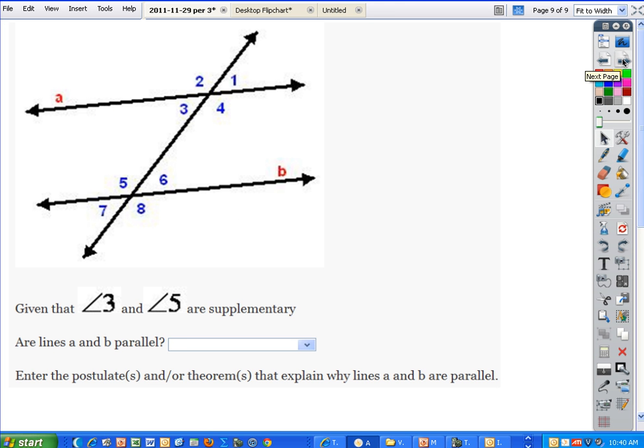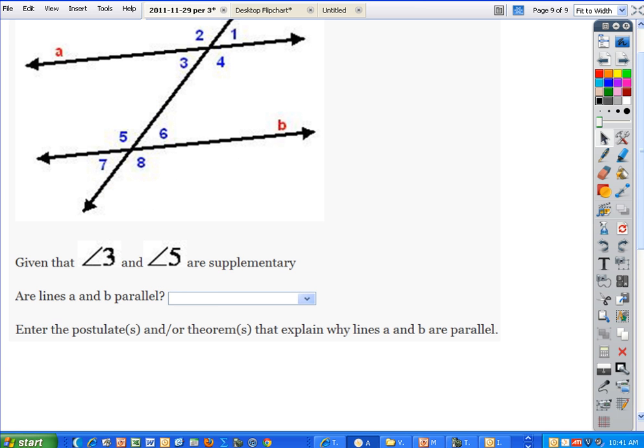Given that 3 and 5 are supplementary, this is another one. These are kind of the easier ones. People did, by and large, pretty well on this. If 3 and 5 are supplementary, are lines A and B parallel? Yeah, they are. How come? Not consecutive interior, converse. Good. So we get yes.